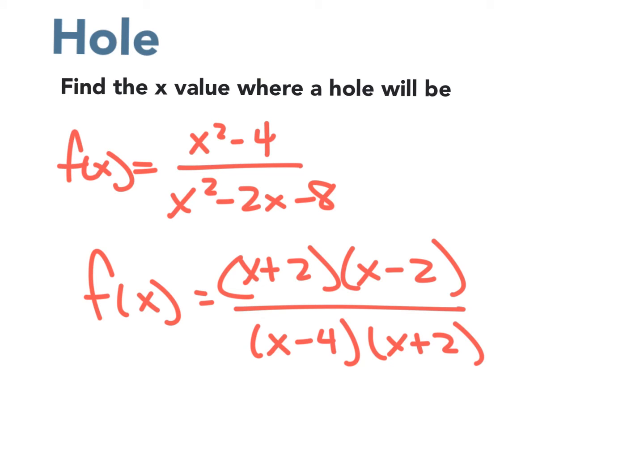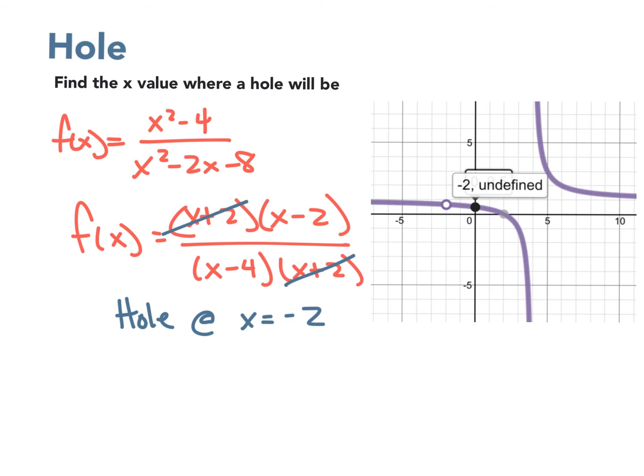This rational function simplifies to (x plus 2)(x minus 2) over (x minus 4)(x plus 2). So here we have a removable discontinuity, so we have a hole at x equals negative 2. Whenever you would be graphing this, you would put a hole at negative 2. And just to show you, this is the actual graph of this function, and at negative 2, it's undefined. There's a hole. Sorry about this black dot at 0.